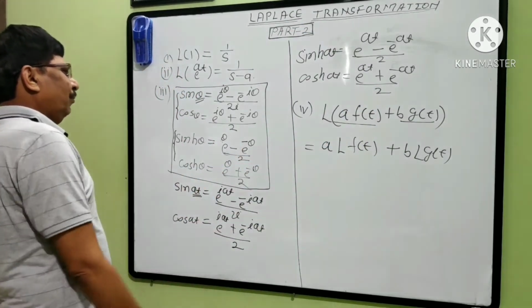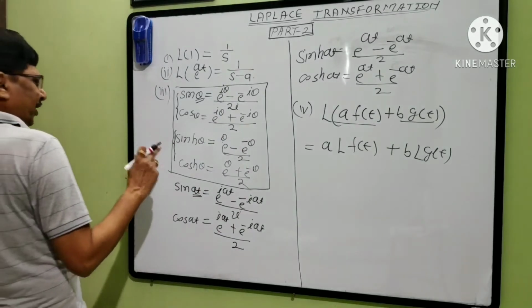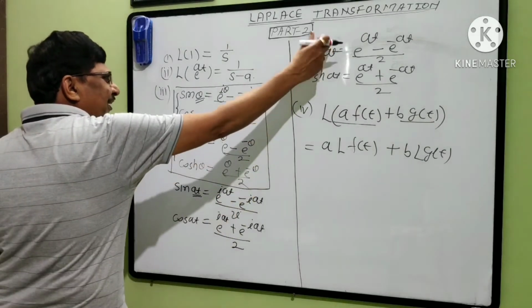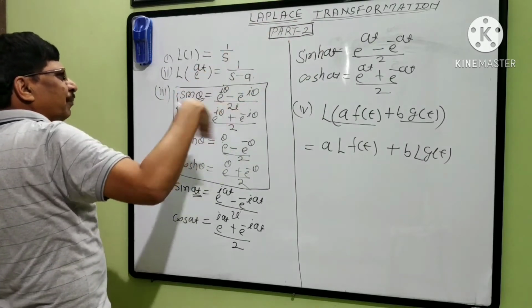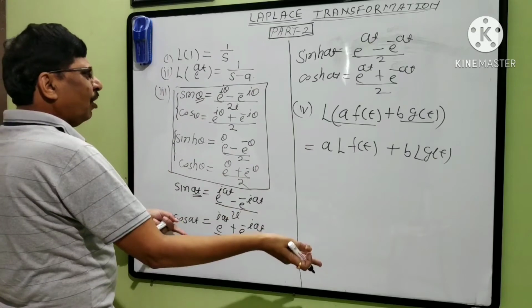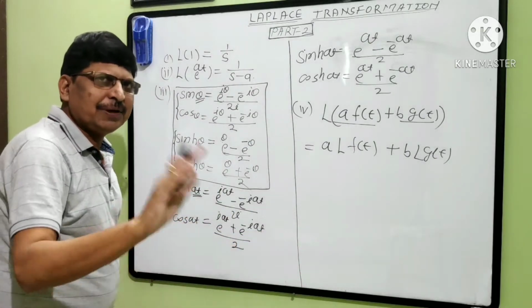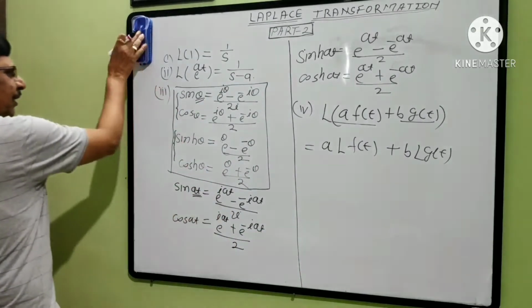Now we will find the Laplace transformation of sin at and cos at. Instead of theta, we are writing t, because in Laplace transformation, a function of t is going to transform into a function of s.